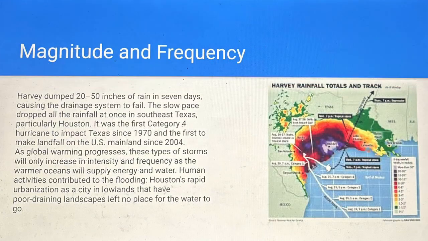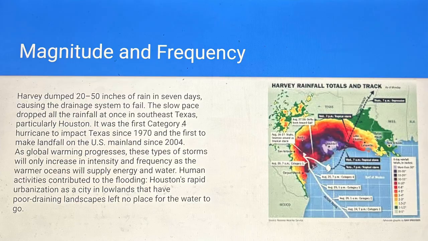So next we're going to look at the magnitude and frequency. So Hurricane Harvey dumped 20 to 50 inches of rain in 7 days, which caused the drainage systems to fail. The slow pace dropped all the rainfall at once in southeast Texas, particularly Houston.